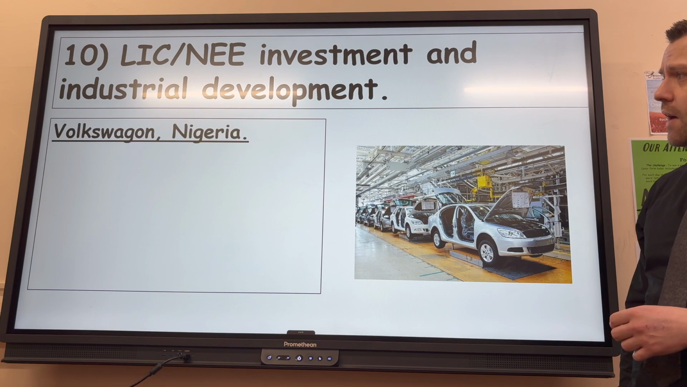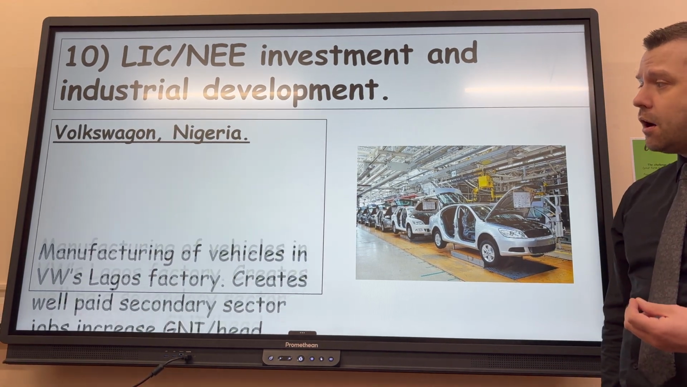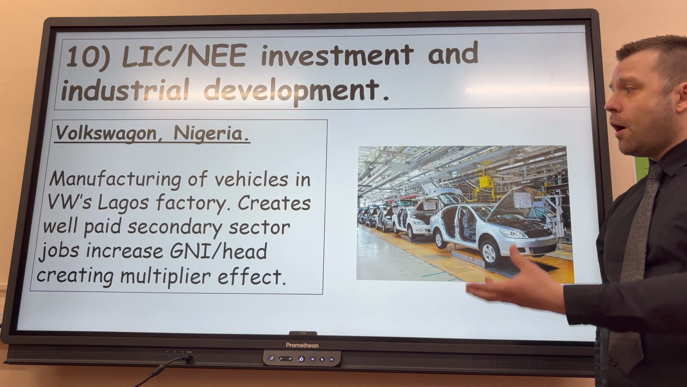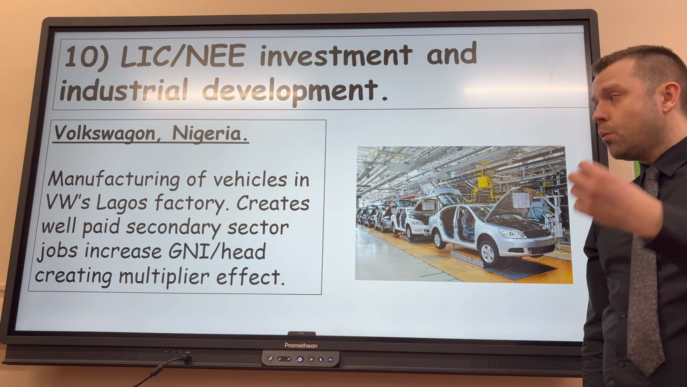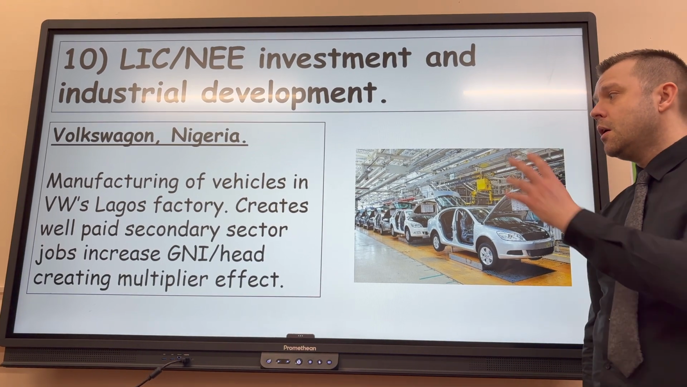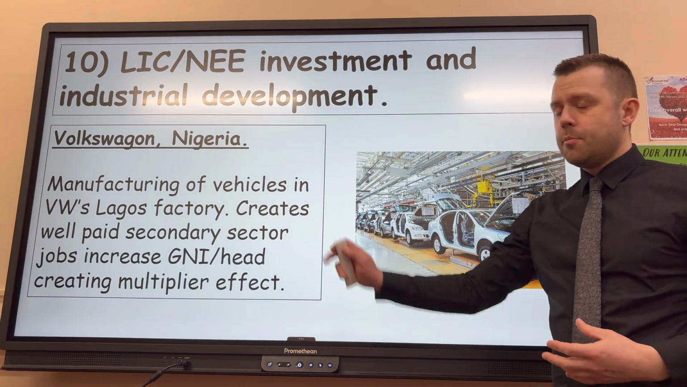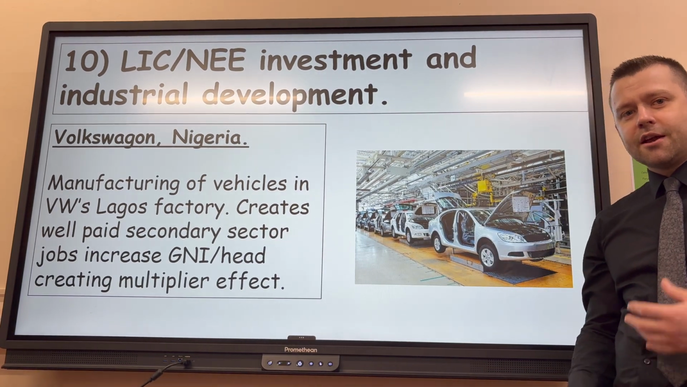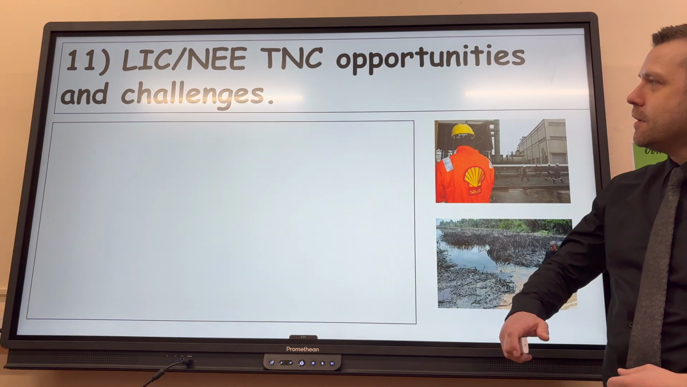Number 10, industrial development. We have got the Volkswagen factory in Lagos. They opened up this factory in Lagos. It's secondary, well-paid, reliable income. People move from their primary jobs, they earn more money, GNI per head, they have more disposable income, contributing to the multiplier effect in the local economy.